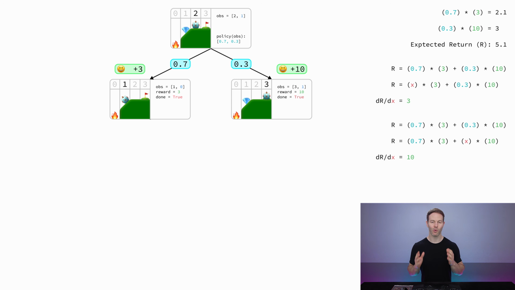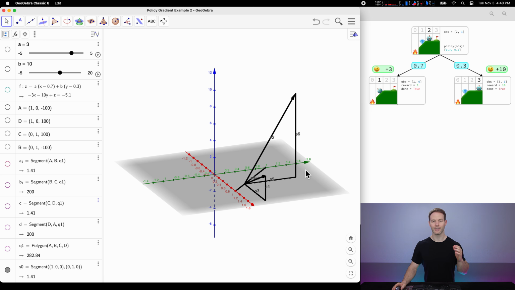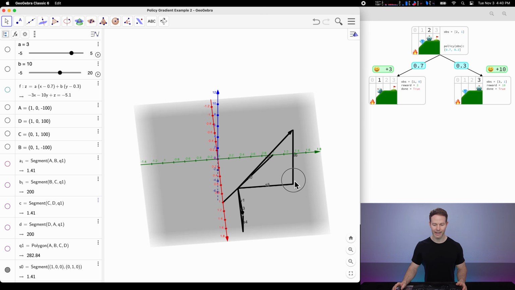So the question is, why does this work? Why can we just ignore that relationship that these have to add to 1 and look at these independently and then backpropagate those values through the neural network and we'll get the correct gradient? So to better understand this, I created this diagram.